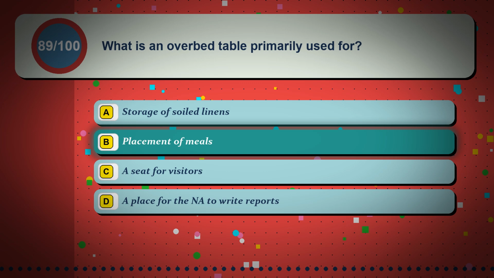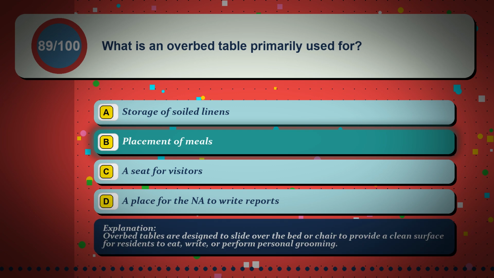The correct answer is option B. Placement of meals. Overbed tables are designed to slide over the bed or chair to provide a clean surface for residents to eat, write, or perform personal grooming.